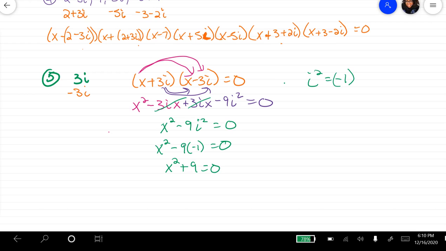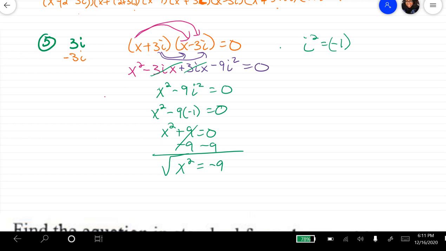If I wanted to solve this, I would subtract the 9. And I'd end up with x squared equals negative 9. At this point, to solve this, I would square root it. And I would end up with x equals plus or minus 3i. Because the square root of that negative 9 would be the 3i. And we always, when we take the square root, need the plus or minus.